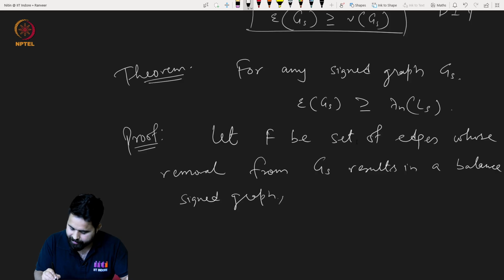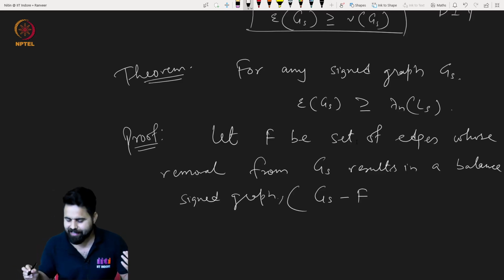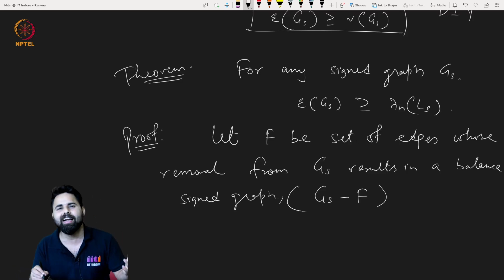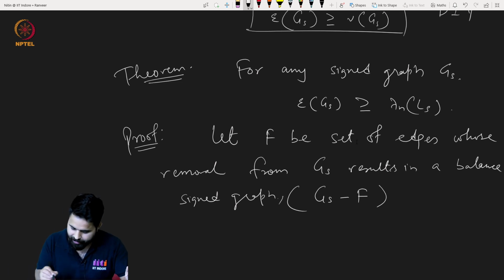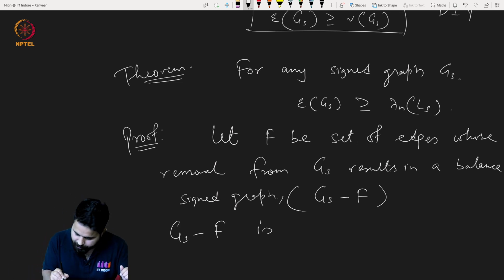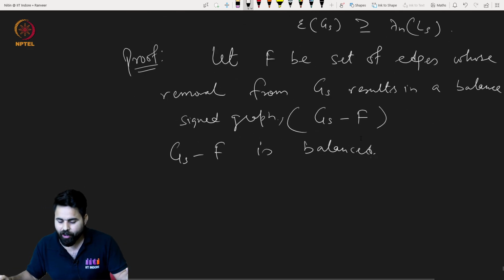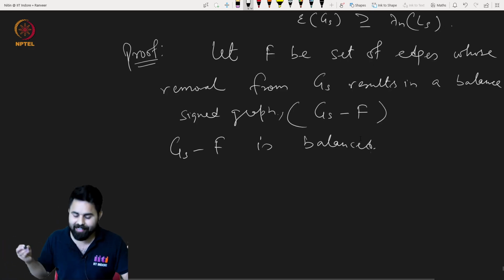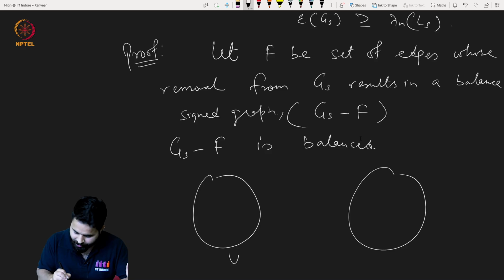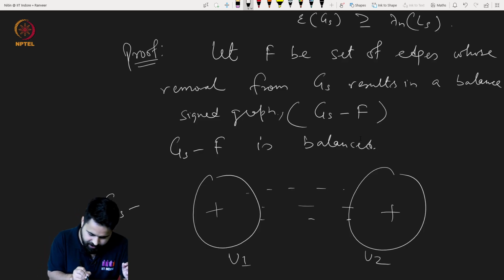Let the resulting graph be denoted by G_S minus F. Notice that this is the resulting graph after we remove F from the set of edges, so that the graph becomes balanced. So basically, G minus F is balanced. By our theorem, if it is balanced, then of course there are two partitions. Suppose these are V1 and V2, everything inside is plus, and everything between is minus. So this is G_S minus F.